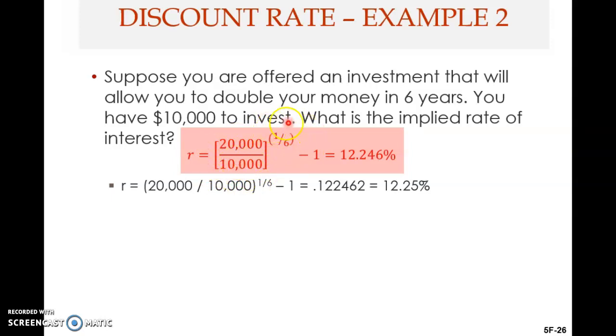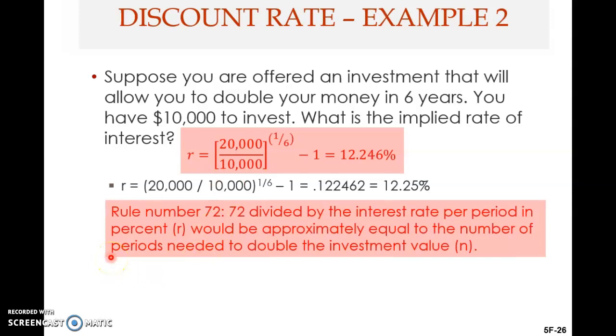Then raise this to the power of the reciprocal of 6, or raise this to the power of 1 over 6, then you minus 1, you get 12.246%. So it means that if you invest $10,000 and you want to double your money, that means you want to get 20,000 after 6 years of this investment, then you must earn roughly 12.25% per year. Then only you'll get 20,000. Anything less than this, you won't get 20,000, you'll get less than 20,000. Okay, that's the implication.